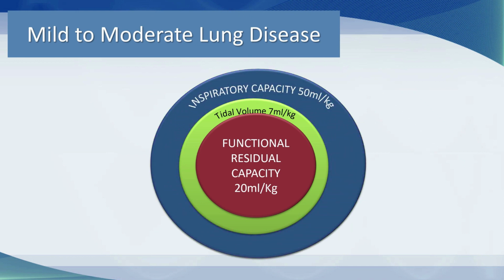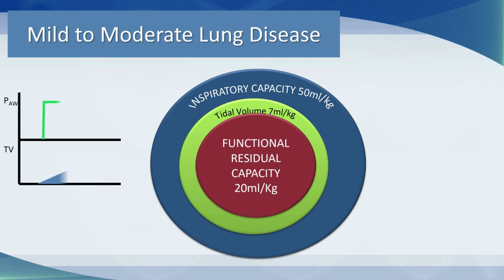The functional residual capacity falls, and this results in phasic atelectasis and right to left shunt. The body will attempt to generate normal tidal volumes, and it may well do so, but the work of breathing is significantly higher because the lungs are most compliant at FRC. When the lung volumes drop, it's much harder to reinflate them. So the pressure volume relationships are poor.